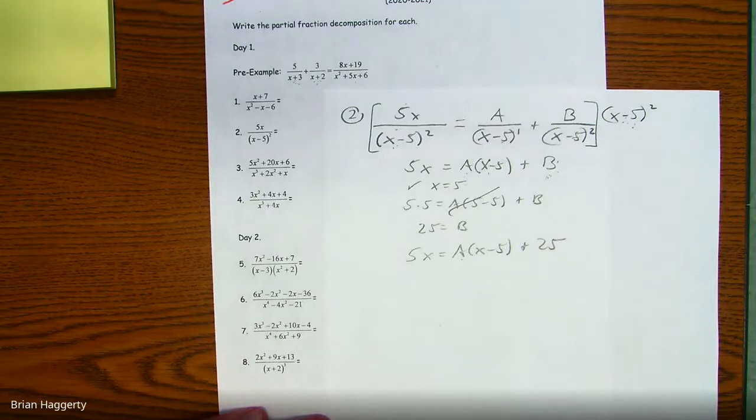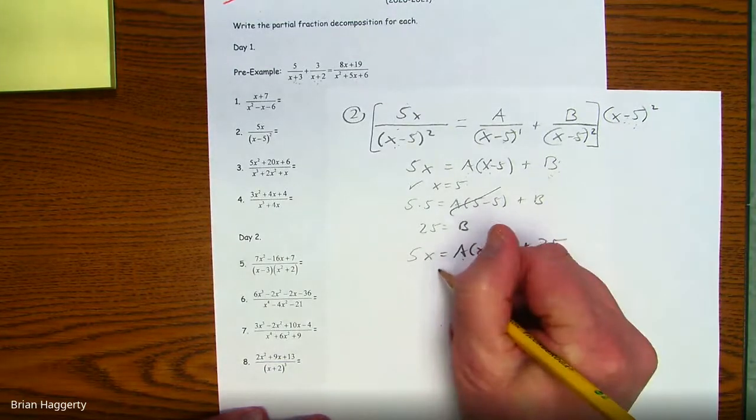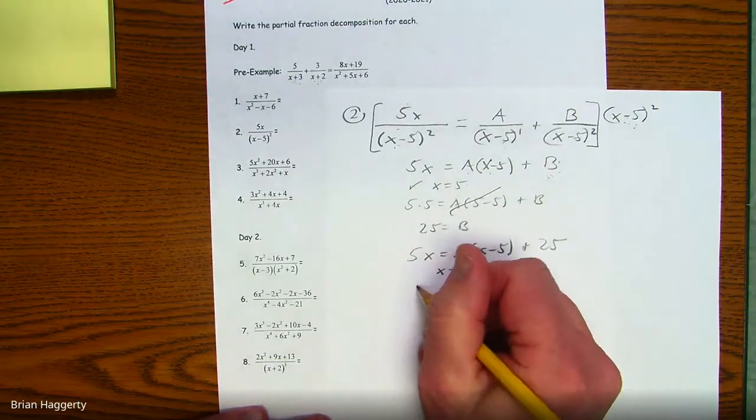0 is always a good choice. If that's the case, 1 works pretty well most of the time. In this case, 6 works pretty clean too, because if you plug in 6, it just leaves 1A. So I'm going to go with x equals 6. If you want to pick something else, you can. I'd avoid the 237 number, but other than that, you should be good.